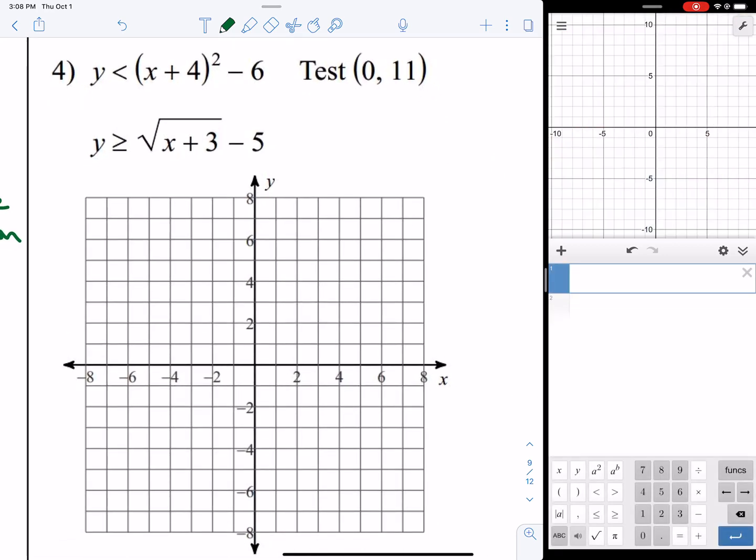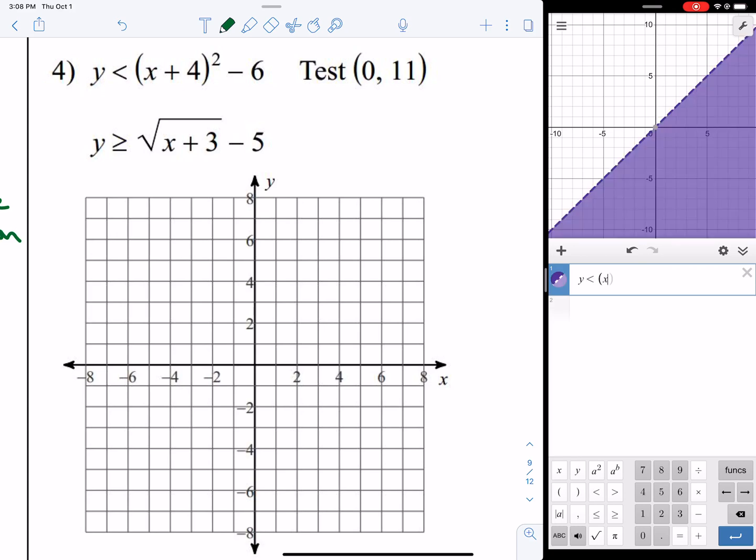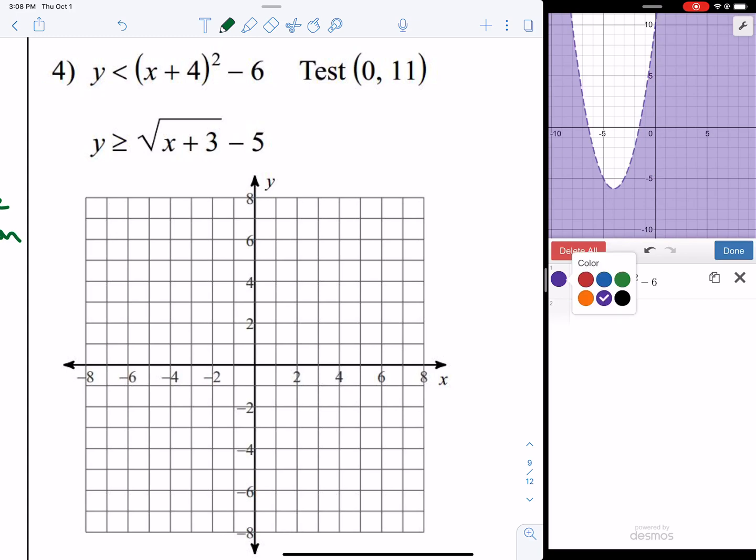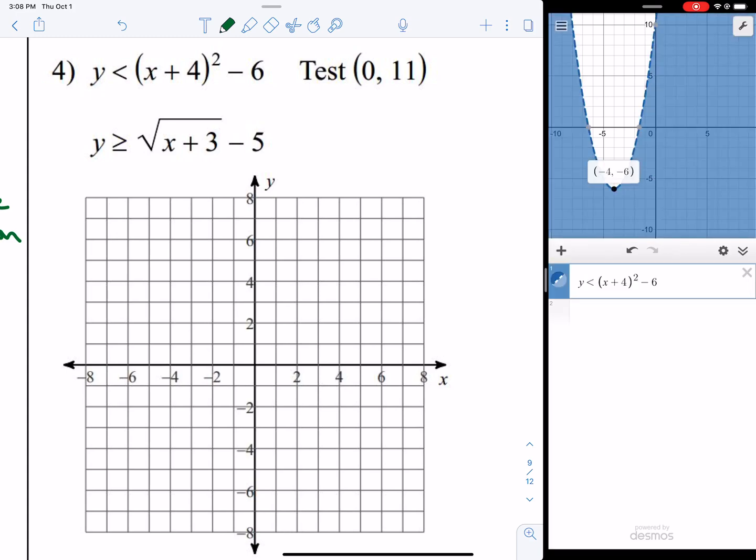Number 4. So let's type in y is less than, notice we're just typing these like they look. You don't have to do anything fancy. Just type them like they look. All right, so I just want to turn that into blue, and I've got a parabola. So let's plot the vertex at (-4, -6). Let's get some x-intercepts. We'll just round those off to be about -6.4 and -1.5. All right, and then make a dashed parabola.